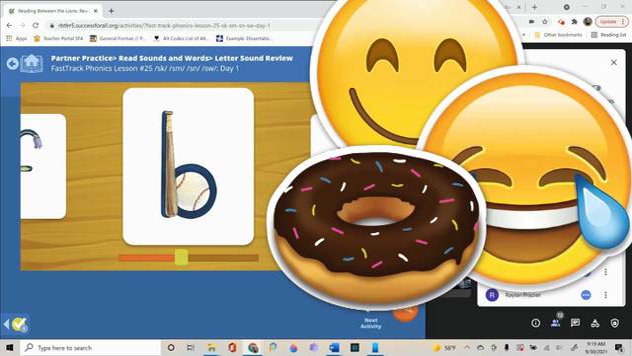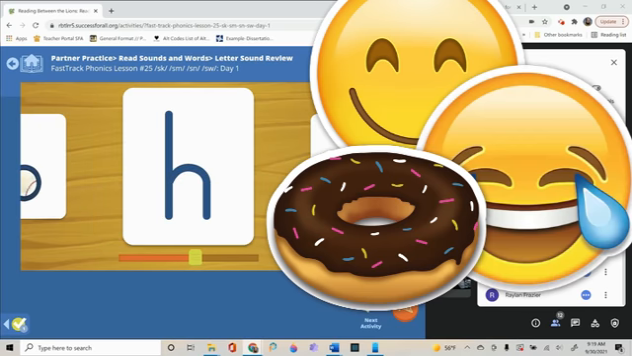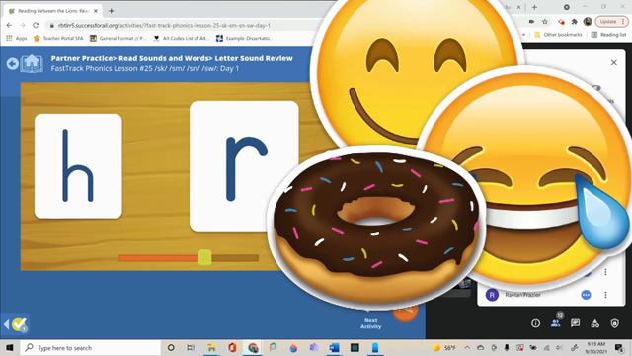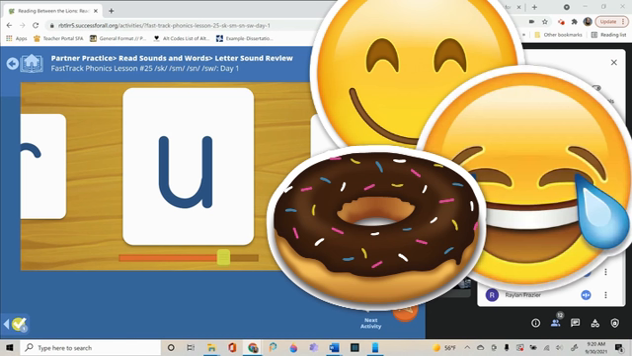Okay. What's this one? B. Good. What sound does it make? Good. What's this one? What letter is that? A. Good. What letter's that one? R. What sound does it make? R. Good. What letter's that? U. And what sound does it make? That's right.